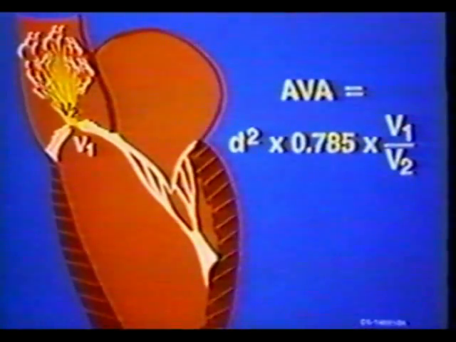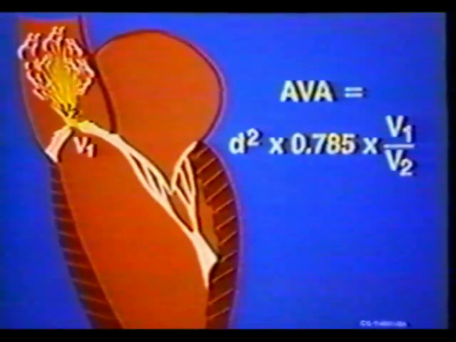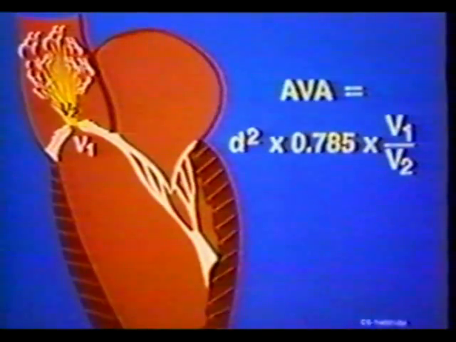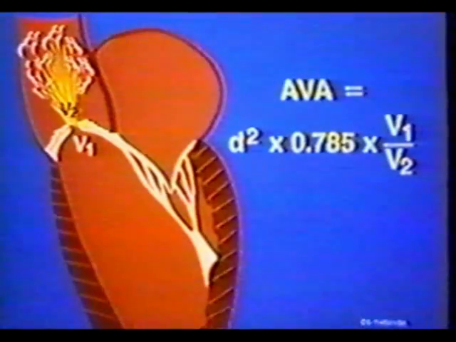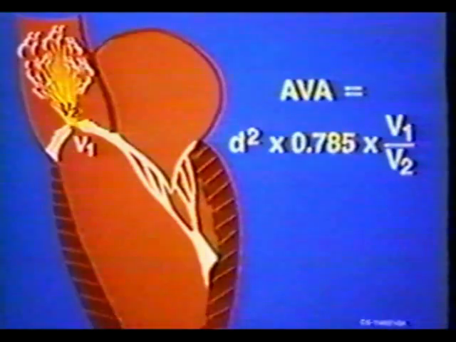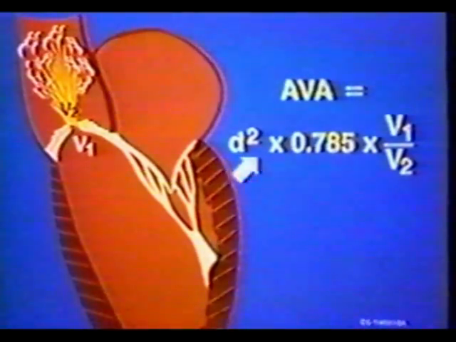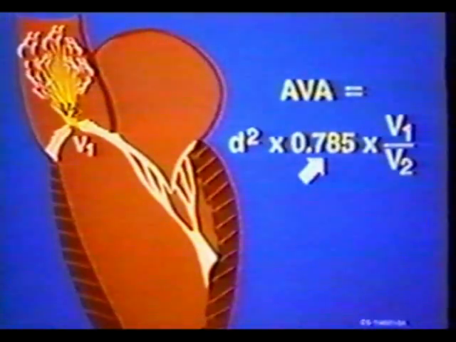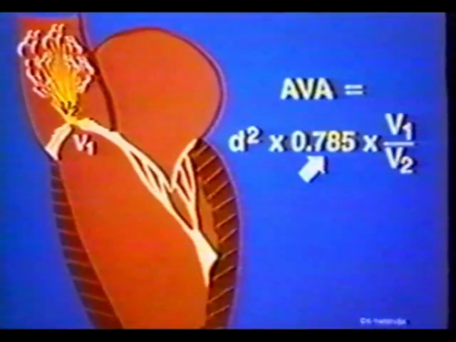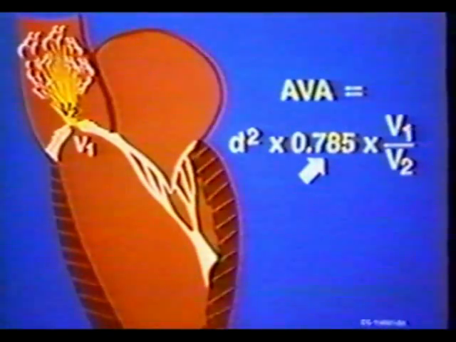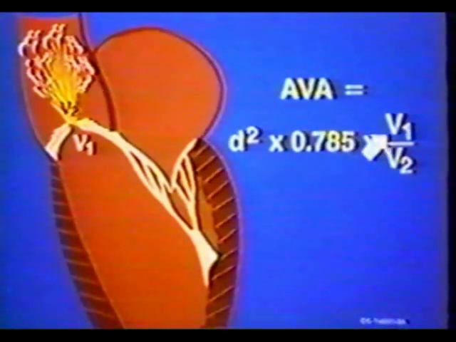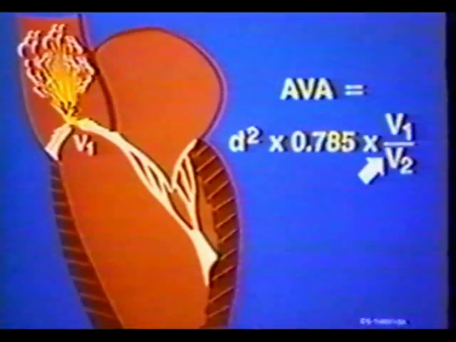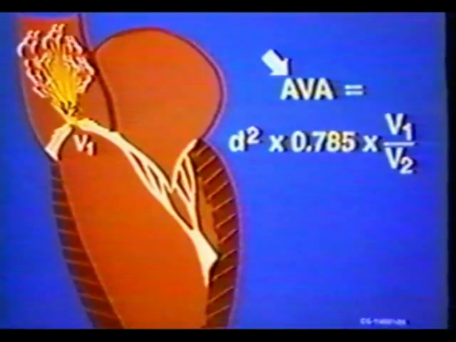Once we have carried out steps 1 to 3 with meticulous attention to detail, we are ready to calculate the area of the stenotic aortic valve. As we noted before, the diameter squared times 0.785 is the cross-sectional area of the outflow tract. This is multiplied times the ratio of the velocity in the outflow tract to the maximum velocity in the aorta to yield the aortic valve area in square centimeters.